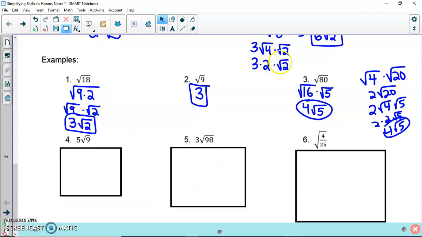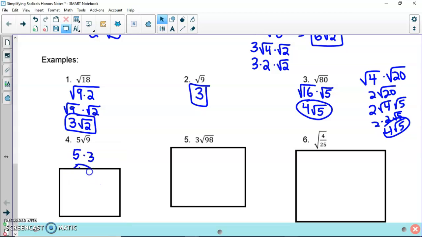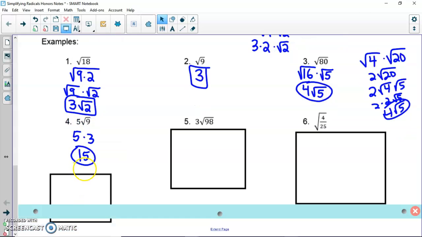If we have a number in front, like a 5, remember that's 5 times the square root of 9. So 9 happens to be a perfect square, so I just have 5 times 3 here. 5 times 3 is 15.